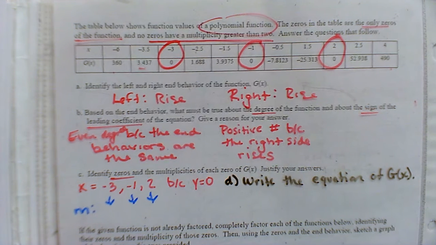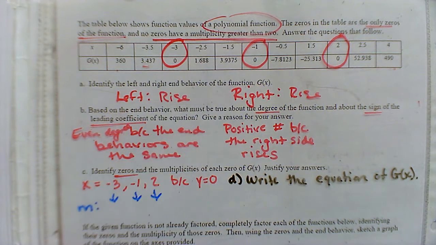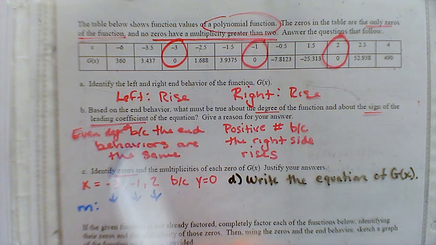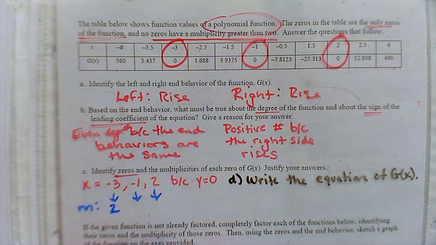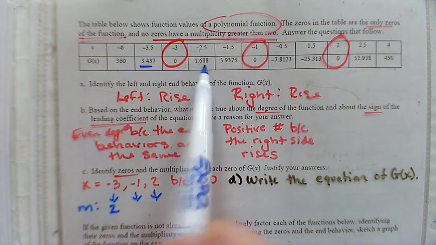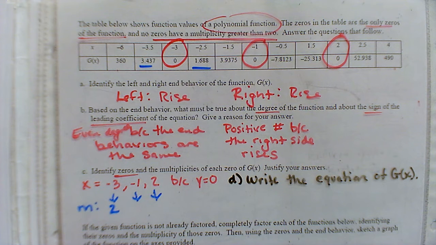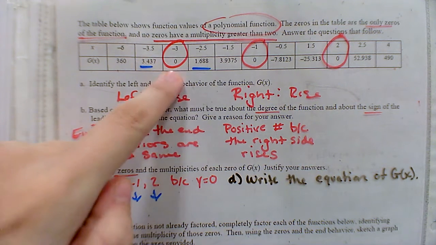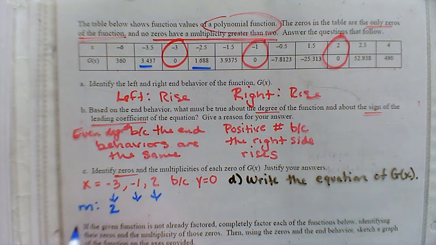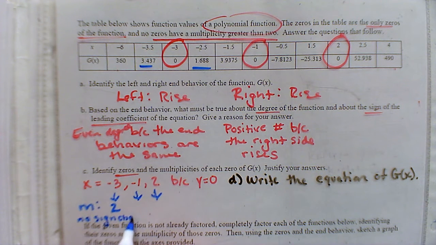What do you think the multiplicity of the -3 x-intercept is? How do you know? Because before and after, there's no sign change. Good. So you're above the x-axis on the left and the right. So you're just bouncing or touching the x-axis at that spot. So justify your answers. We'll say no sign change.